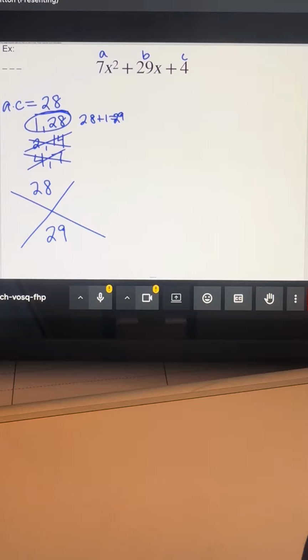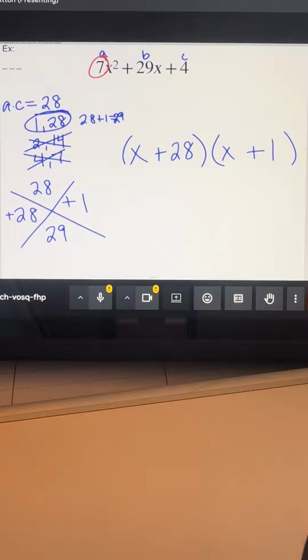So I have a 28 and a 1, or a 1 and a 28. Doesn't matter which one goes in what spot. So what do I need to do with those two numbers to get 29? Add. Plus. We're using an X in here. Plus 28 plus 1. Am I done? No. Bottoms up. Gotta divide by 7.